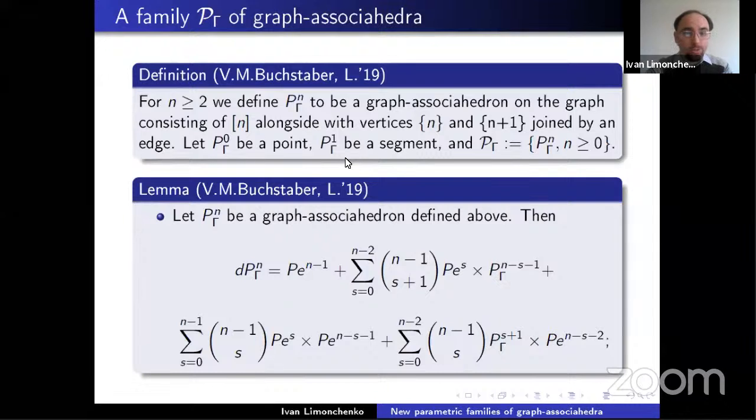Now we would like to analyze how the differential performs on these families of nestohedra. To do this, we should introduce a family of graph-associahedra, such that the graph is: you take a complete graph, and you take an edge alongside between vertices n and n+1. Then this will be an n-dimensional polytope called P gamma n.